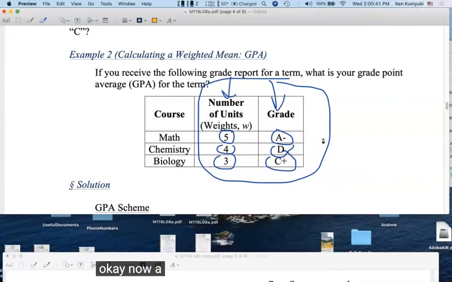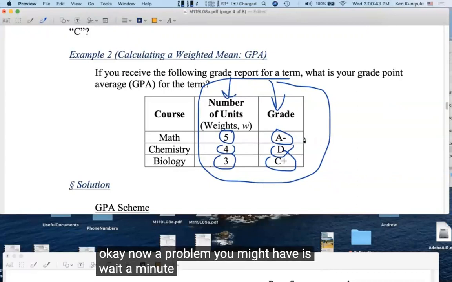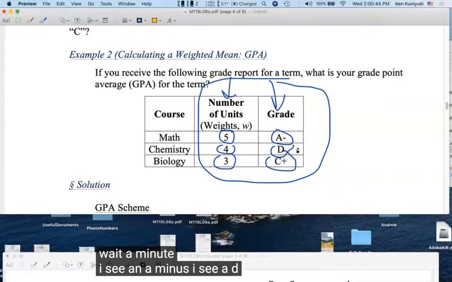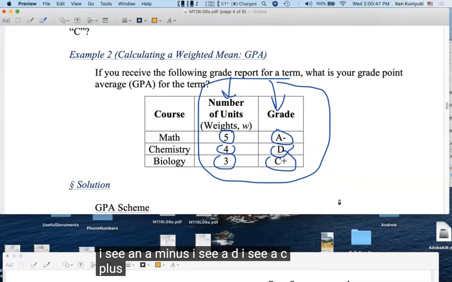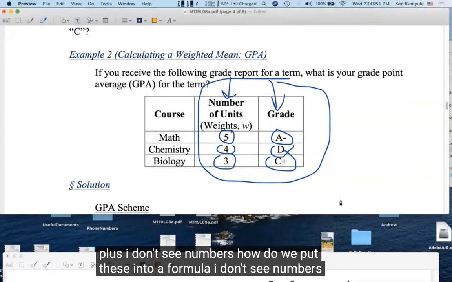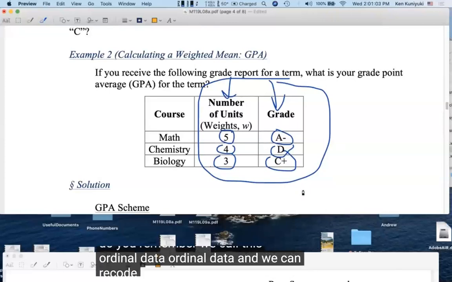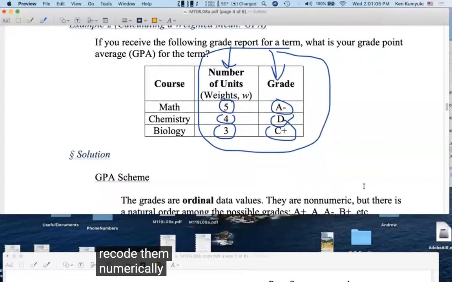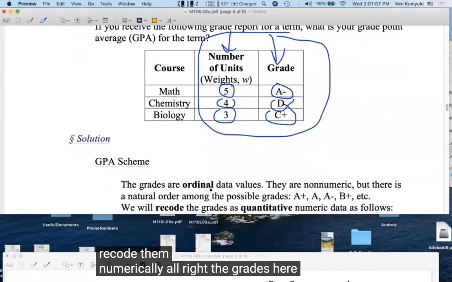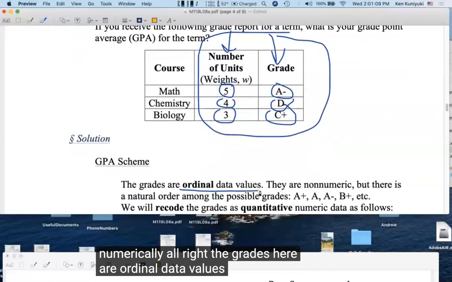Okay, now a problem you might have is, wait a minute, I see an A minus, I see a D, I see a C plus. I don't see numbers. How do we put these into a formula? Right now, these represent what kind of data? Do you remember? We call this ordinal data, and we can recode them numerically.